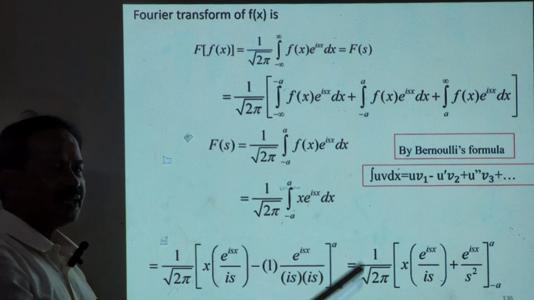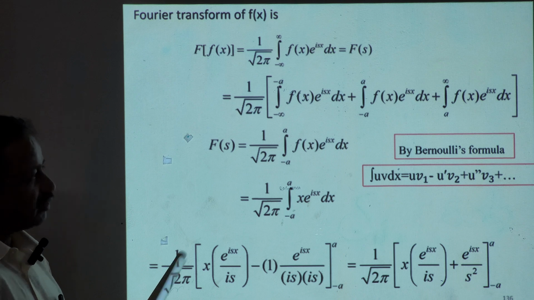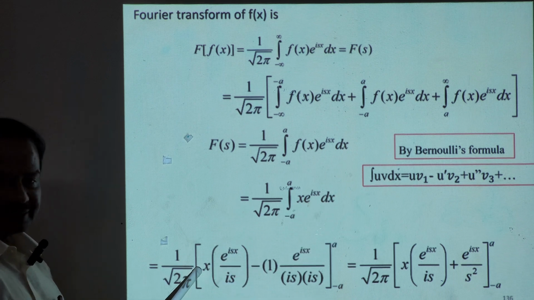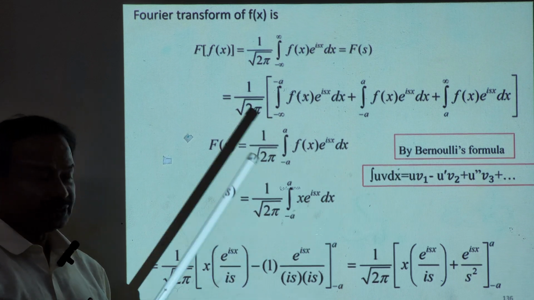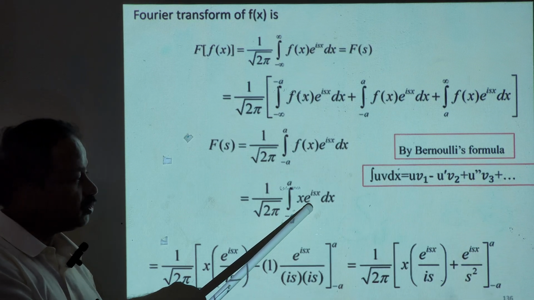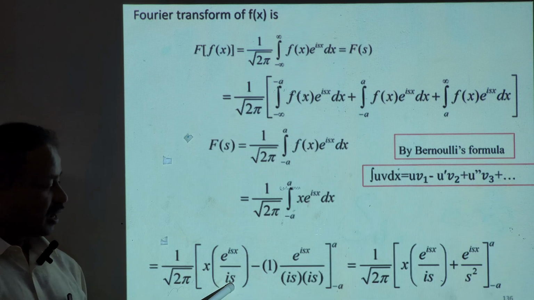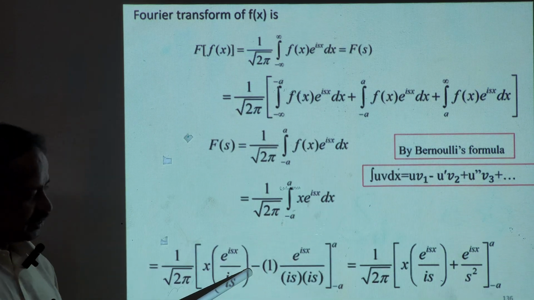So using this Bernoulli's formula, we have 1 divided by root 2 pi. What is u? u is nothing but your x. What is v1? As I said, you have to integrate this term. This is your v, this is your u. So you have to integrate. Integration will give you e power isx divided by is. One minus is there, so minus is there.